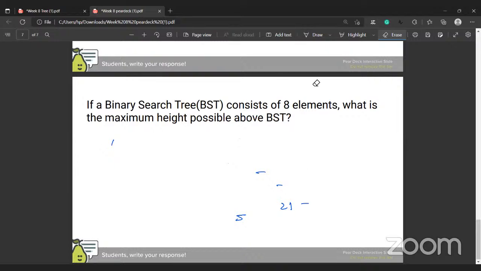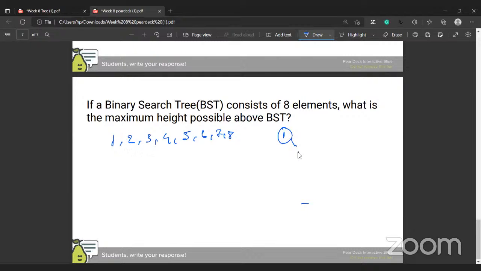Suppose we take only increasing order, then the maximum height will be 7. Increasing or decreasing, both can be. We will see one by one. First let's take increasing order: 1, 2, 3, 4, 5, 6, 7, 8. Let's insert 1 first. Then 2 is greater than 1, right?